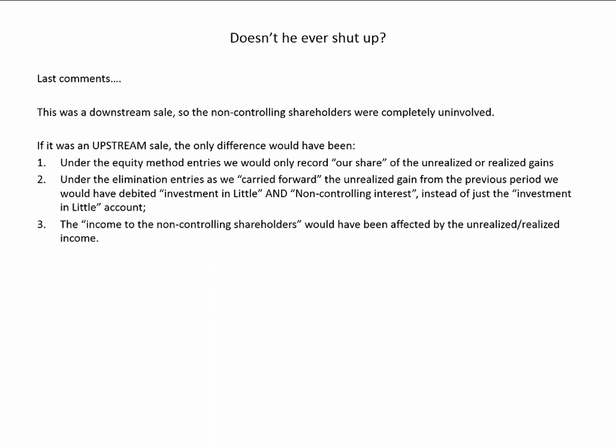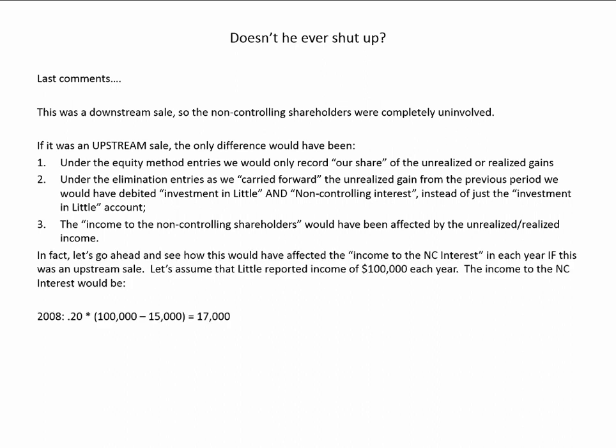And third and finally, if this had been an upstream sale, the income to the non-controlling shareholders would have been affected by the unrealized/realized income. In fact, let's go ahead and see how this would have affected the income to the non-controlling interest each year if this was an upstream sale. Let's assume that Little reported earnings of $100,000 per year, and that this was an 80% owned subsidiary. The income to the non-controlling interest each year would be, first, in 2008.